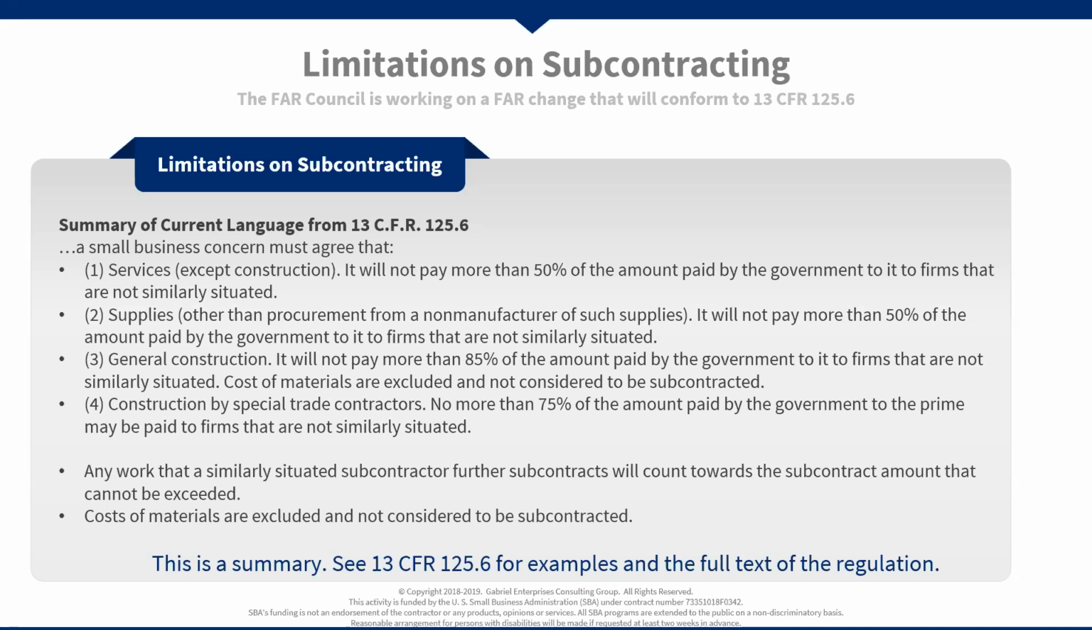The big distinction is that if you're in construction, you have a much higher percentage that you can subcontract to subcontractors versus services contracts. You are much more limited, only paying 50% to subcontractors. So you have to do at least half of the amount of money that the government pays to you, which has to come to that prime contractor. For non-services contracts, the cost of materials is excluded.